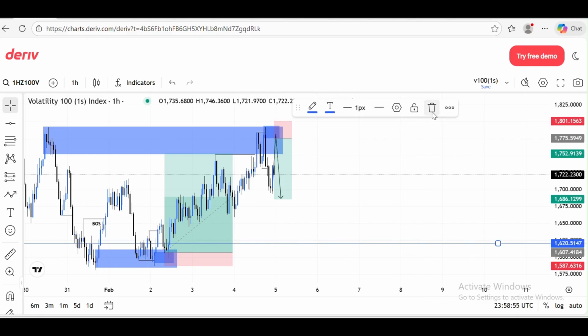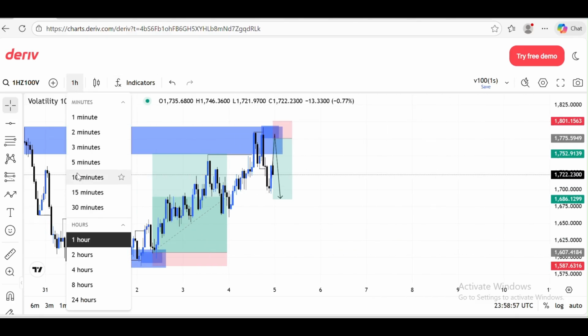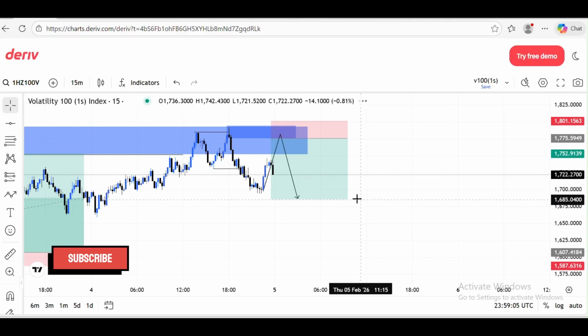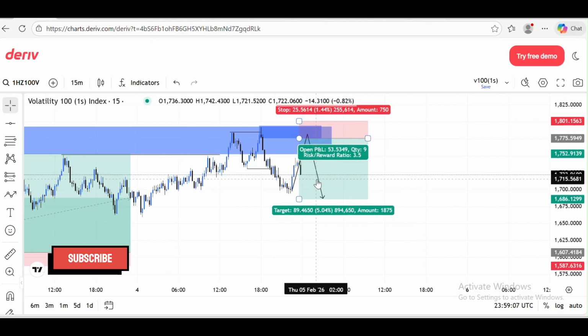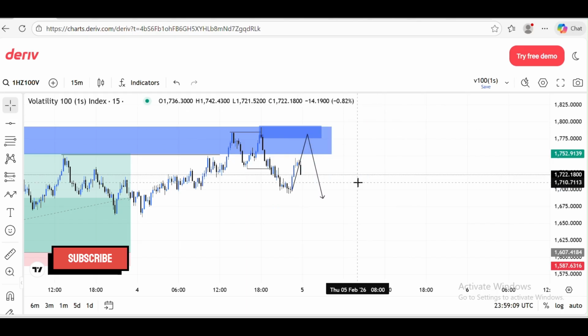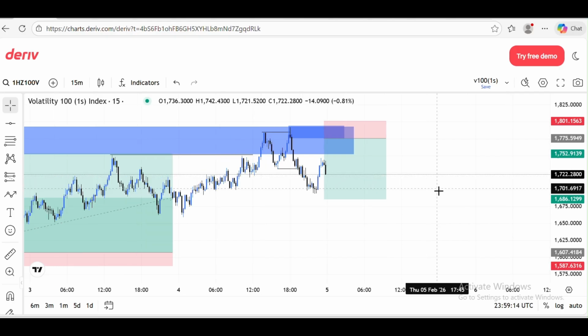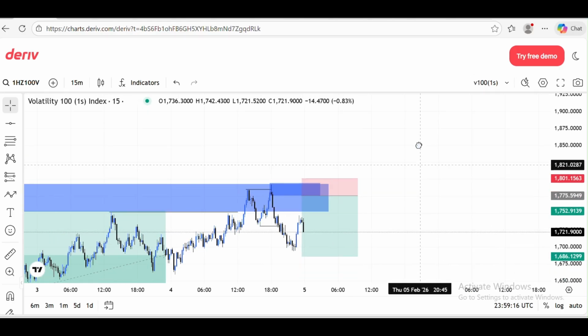So that's actually what we are looking at. We'll wait and see how it's going to play out. If it taps into our zone, we'll look for a sell. Let's just wait and see what the market is going to do. Let me take this one out. So let's wait and see what the market is going to do.